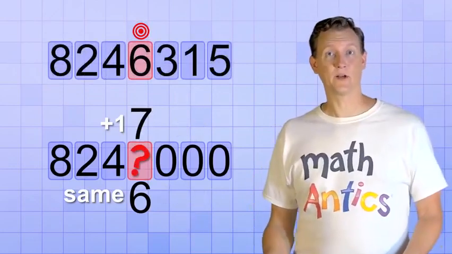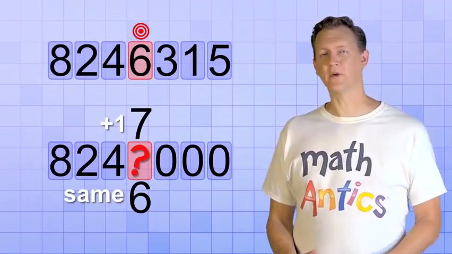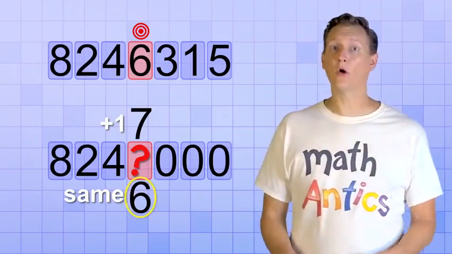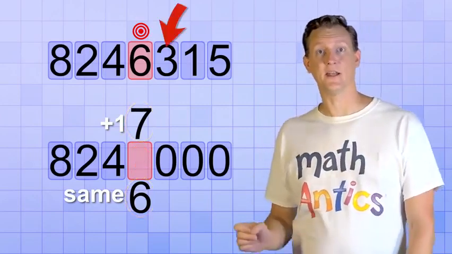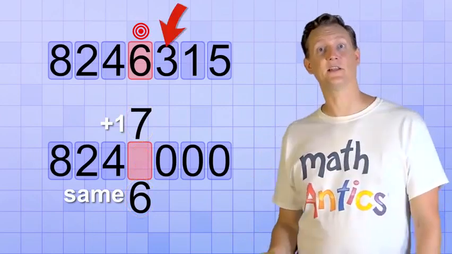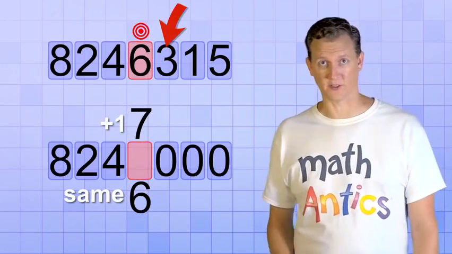Alright, but how do we decide which to do? How do we know if we keep the target digit the same or increase it by 1? The key is to look at the digit in the next smaller number place, the digit that's just to the right of the target digit.